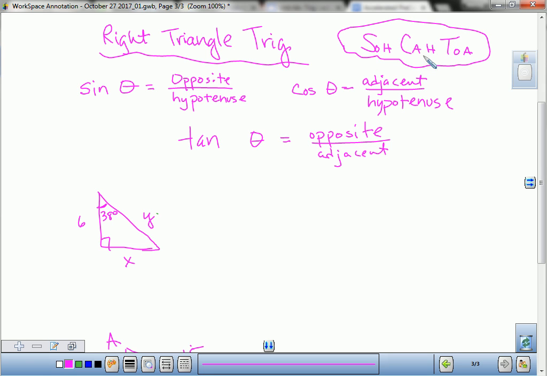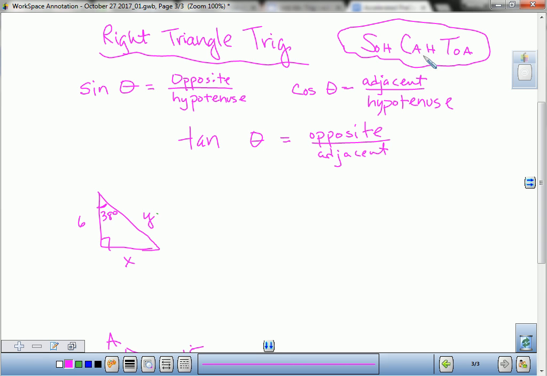So sine of theta. Theta is just a symbol we use for an angle measurement. Sine of theta is equal to the opposite side over the hypotenuse. That's where the SO is in SOHCAHTOA. Cosine of theta is a ratio of the adjacent side to the hypotenuse. That's the CAH of SOHCAHTOA. And tangent of theta is the ratio of the opposite side to the adjacent side.